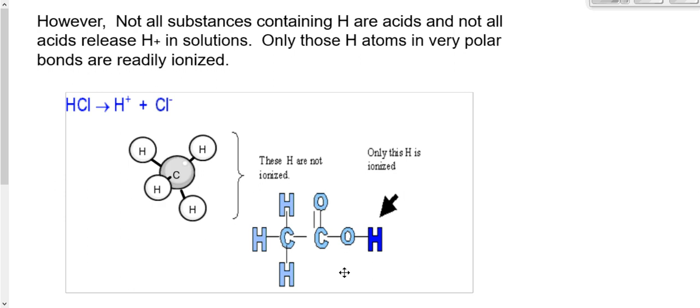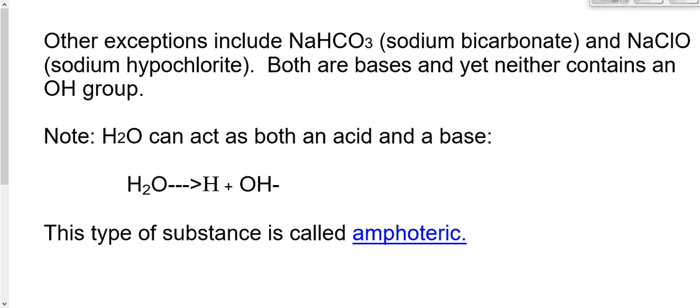In acetic acid, or vinegar, even though there are many, many hydrogens on this molecule, it's only this hydrogen attached to the oxygen in a very polar bond that will ionize or fall off. This is an acid. So just because we see hydrogens doesn't mean that the solution will be acidic, and if there are lots of them, it doesn't mean that it will be more acidic.